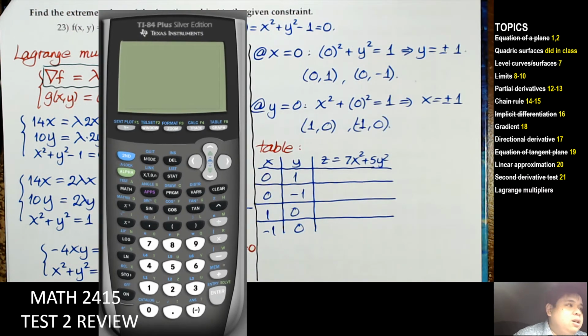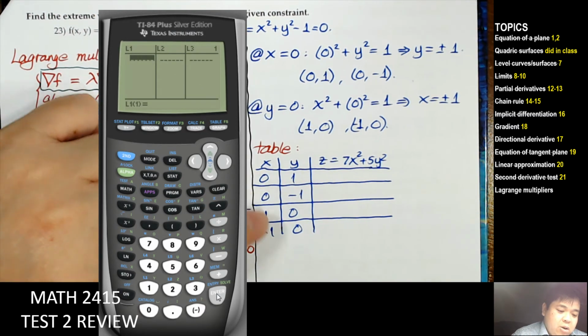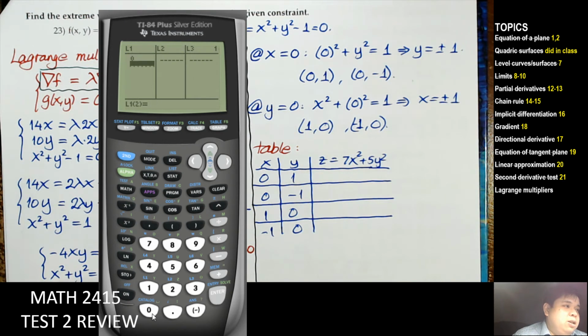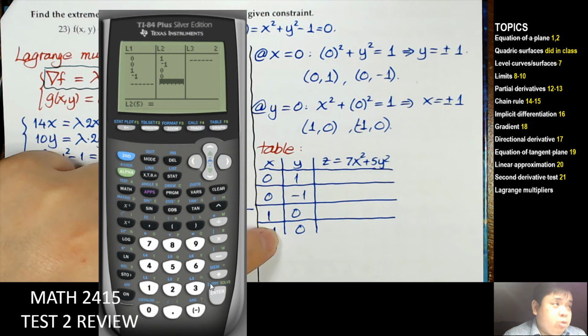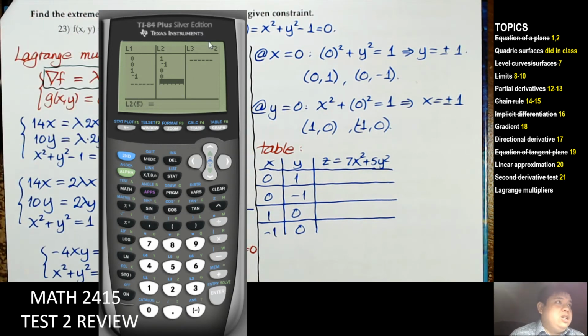So I will go to list. I hit stat, edit, hit enter. Then enter 0, 0, 1, negative 1, 0, 0, 1. The numbers are very easy, we can do that by hand, but I want to show using the calculator because when the numbers get more complicated, this will come in handy. Alright, so we put those for x, those for y into list 1 and list 2.